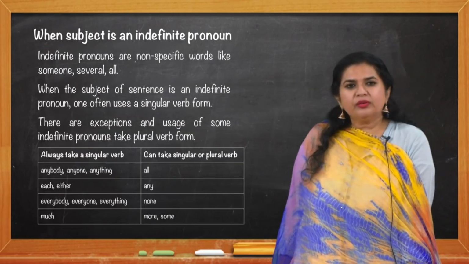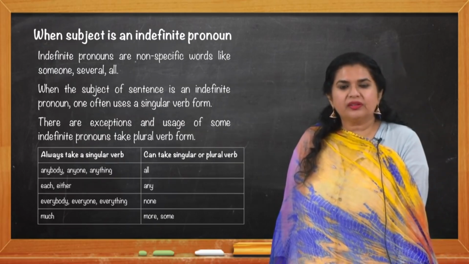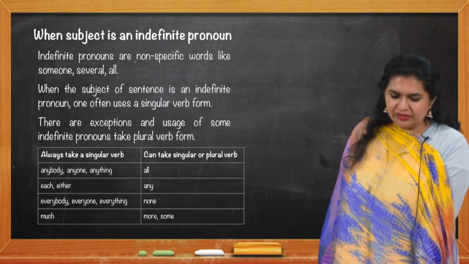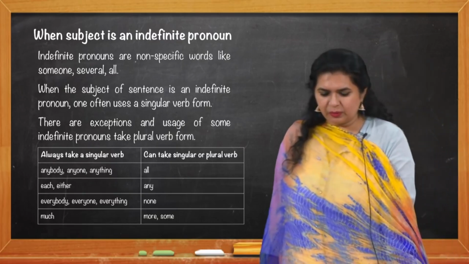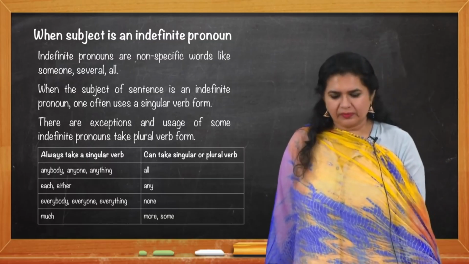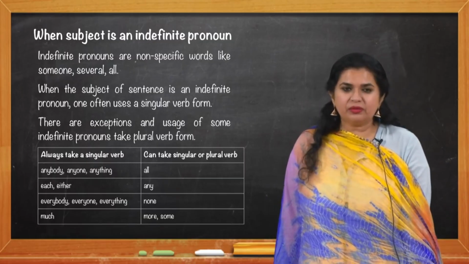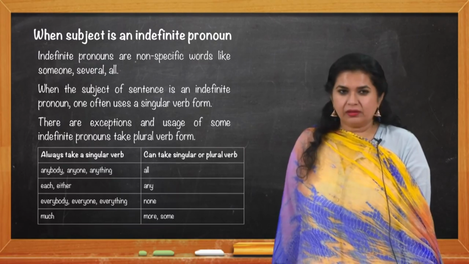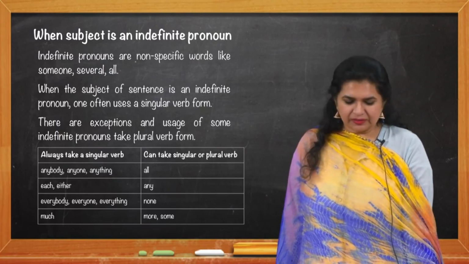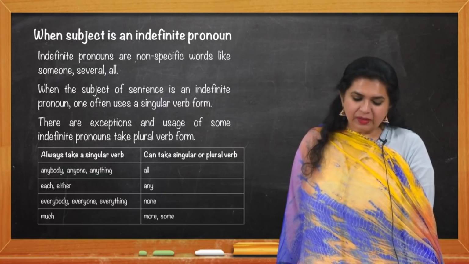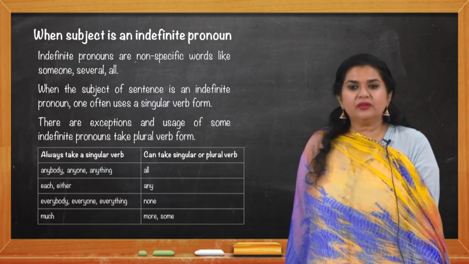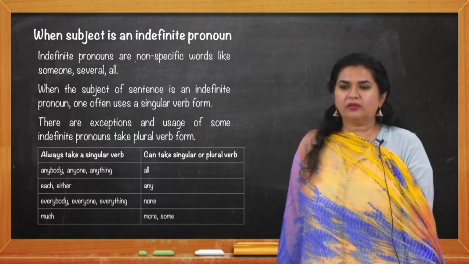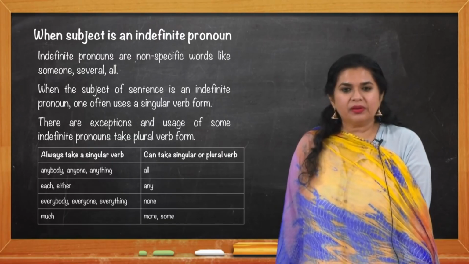Now, let us move on to this notion, this concept. When the subject is an indefinite pronoun, what happens? Indefinite pronouns are non-specific words like someone; we are not talking about anyone in particular. We are not saying he or she, but someone, several, all, nothing in particular, no one in specific. So, when the subject of a sentence is an indefinite pronoun, one often uses a singular verb form. Someone is knocking at my door.